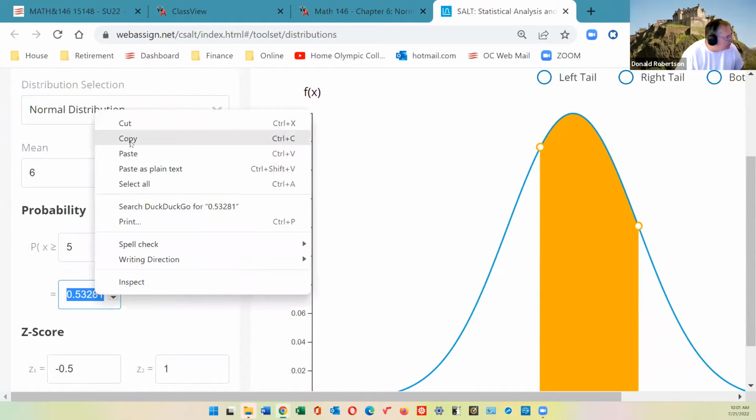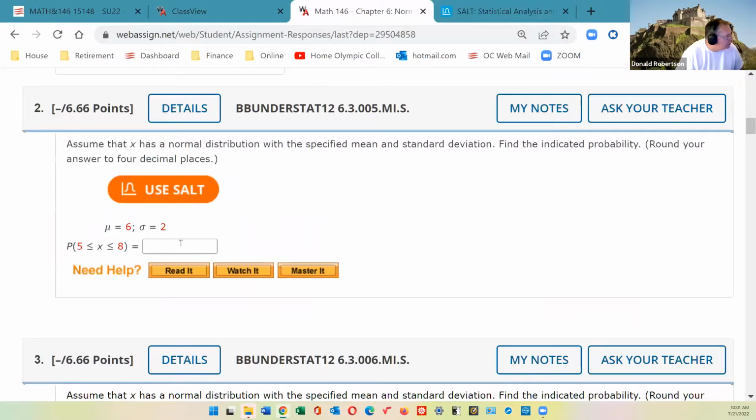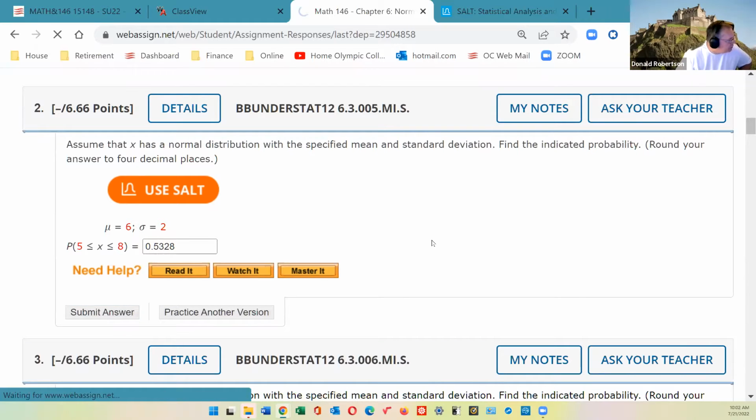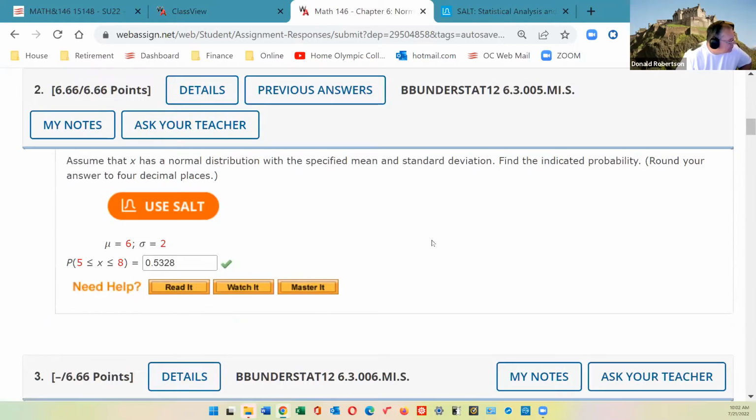So I could copy that number. And there's my answer. Now, round your answer to 4 decimal places means a little bit of a tweak. And submit answer. And am I good or am I good? Right, it's great.